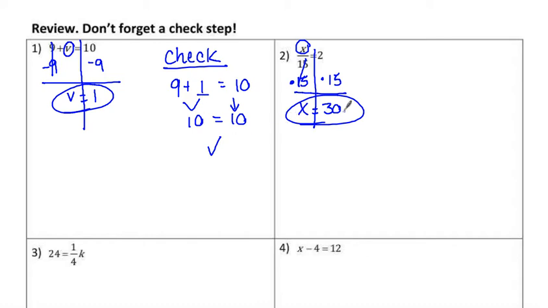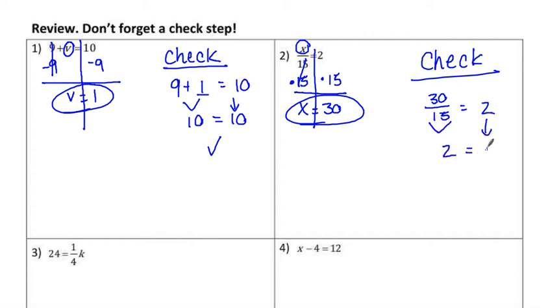X is equal to 30, so that's your answer, but don't forget you should do your check step always because you should never get anything wrong with this unit because you can check your own work. So I have x, which is 30, divided by 15 is equal to 2, and 30 divided by 15 is 2, so 2 is equal to 2, so I did get it right. They balance each other. They're the same on each side, which means I got it right.